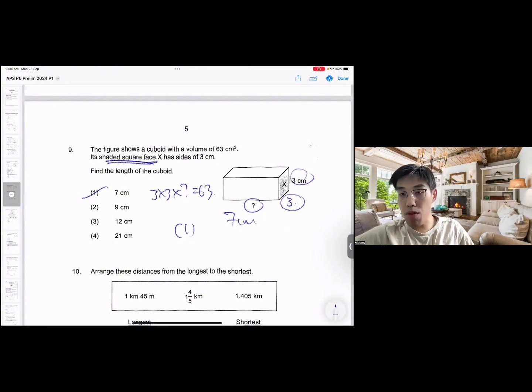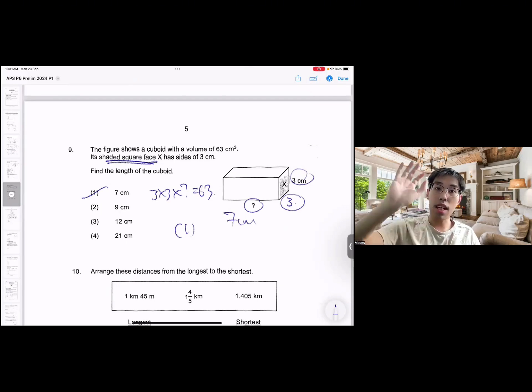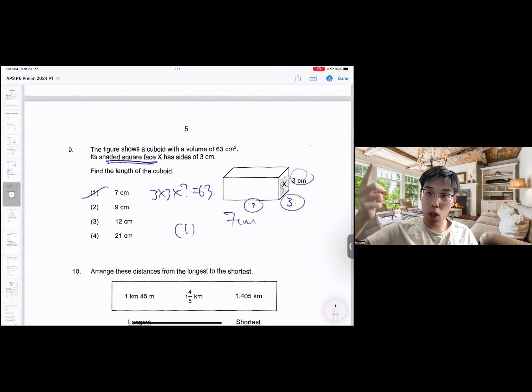You don't need to show the full working. For those of you who still want to write full workings for MCQ, don't need. Just go through your calculations, run through your head, get it over and move on.